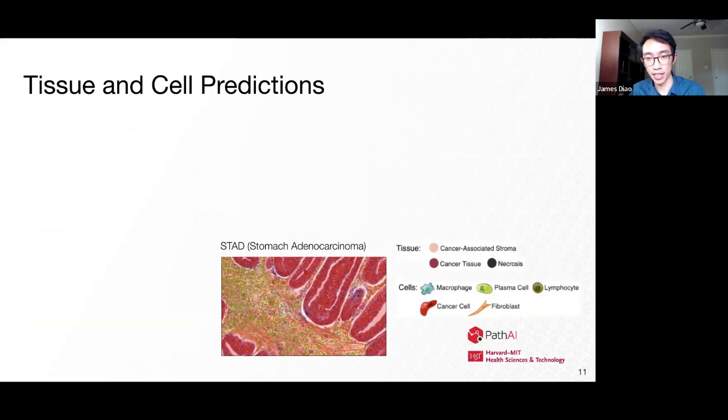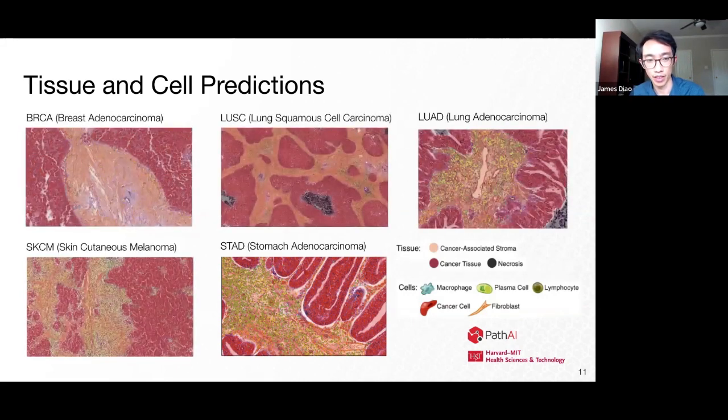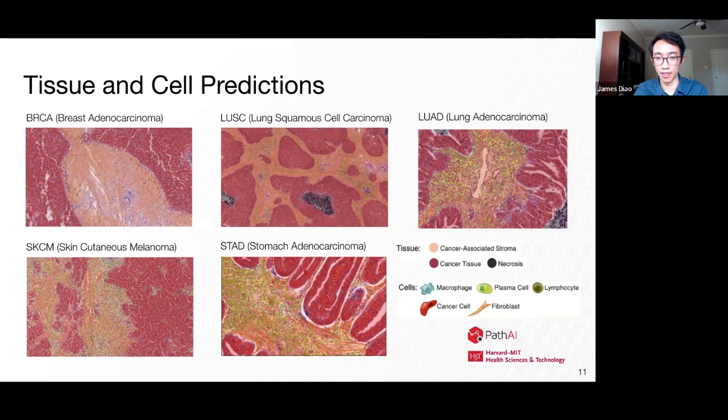And then, so this was stomach adenocarcinoma, but of course, we did this across the 5 different cancer types, and you can see there's quite a bit of variation in the structure and in the properties of how the tissue organizes itself and how the cells organize themselves. I know these are very small, not necessarily representative cuts, but I'll show a little more about how we can quantify these differences at scale in a bit. So that was step 1. So we got these heat maps.